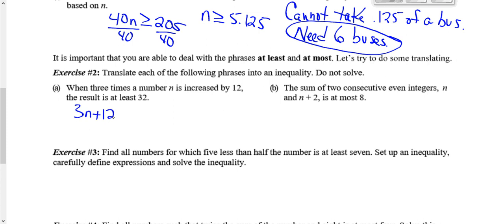At least 32, so it can't be less than. Greater than or equal to 32. There you go. You guys are catching on to this. So let's look at part B.